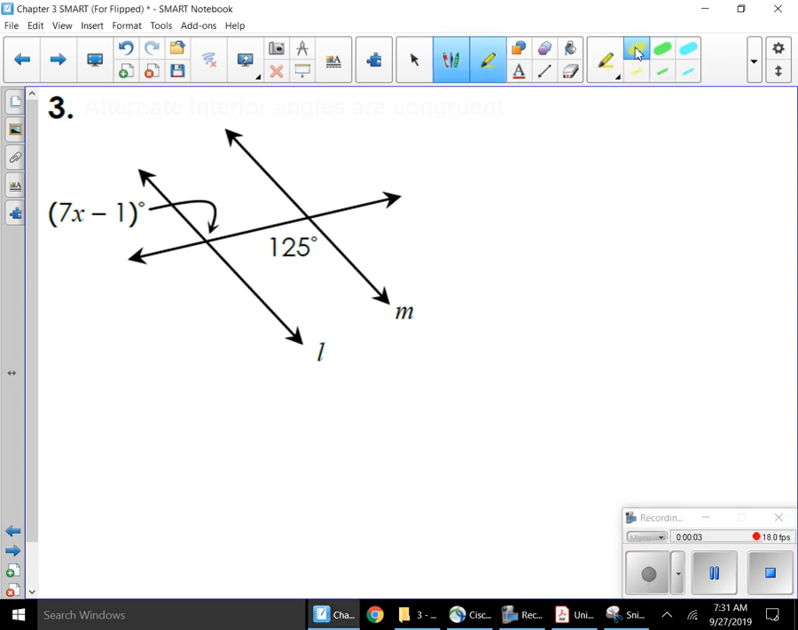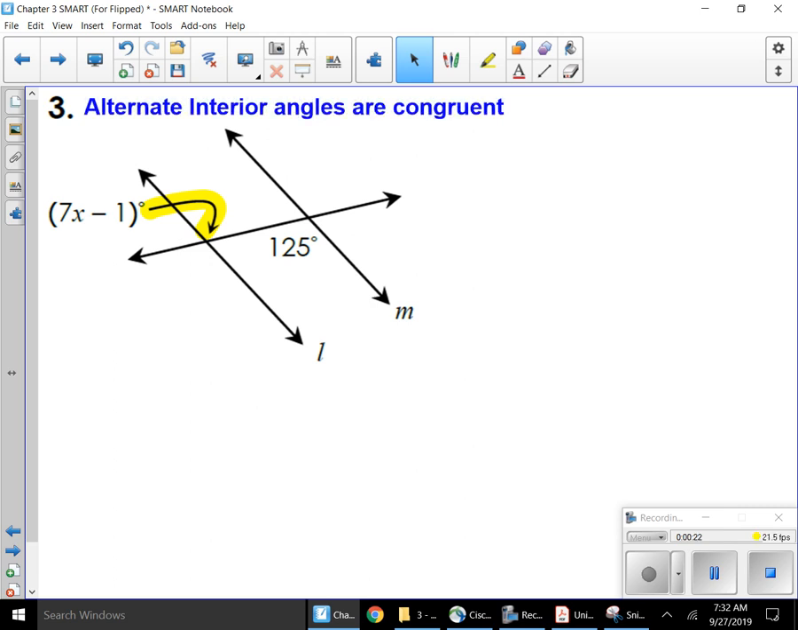Notice in example 3, there's this extra little arrow here telling you that 7x minus 1 is actually the angle measure for that interior angle, the one between the parallel lines L and M. So now that we have that, we know we have two interior angles. They're on opposite sides of the transversal, so they are alternate interior angles. And we know that alternate interior angles are congruent.